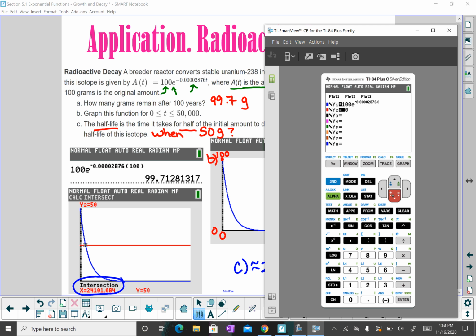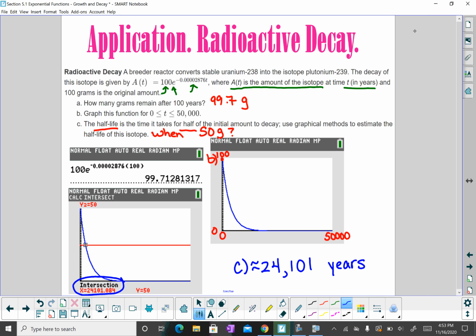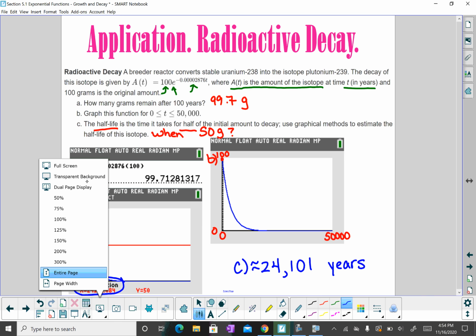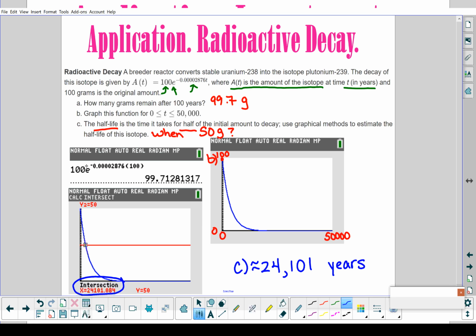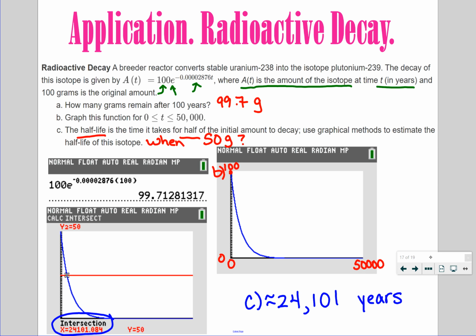And then we hit second trace, intersect, number 5, and then you just hit enter 3 times. Enter, enter, enter, and it'll give you that intersection and that approximate value. When we do exponential equations in a couple sections, we'll actually be able to solve for that algebraically without having to do all this estimation stuff in the calculator, which can be a little tedious. But for right now, the calculator is a good way to get that, and it's going to be nice to be able to check our answers later on.